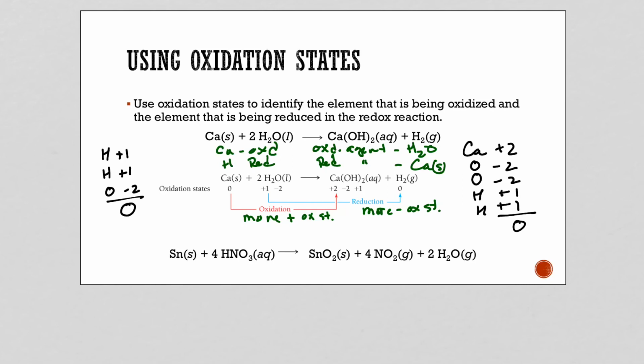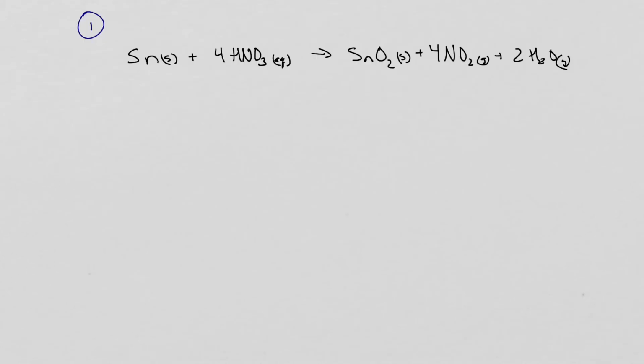Now, the last example I want to do here is a little bit more complex reaction that I have listed here. So I'm going to go to the next page where I have this written out. And we're going to go through this process. So, tin being an element, pretty straightforward, it's going to have an oxidation state of 0.